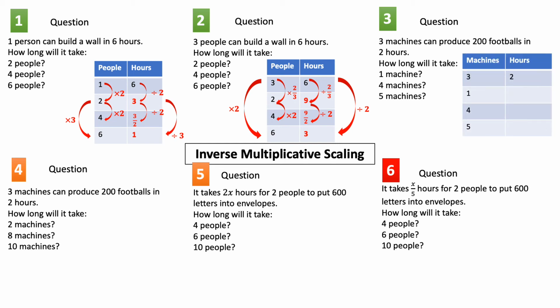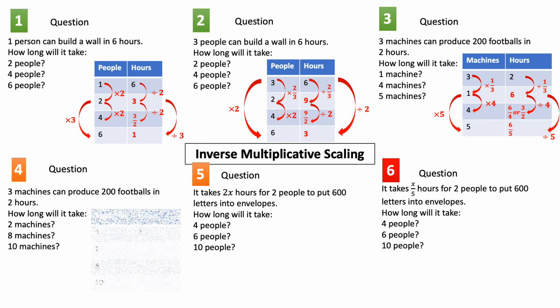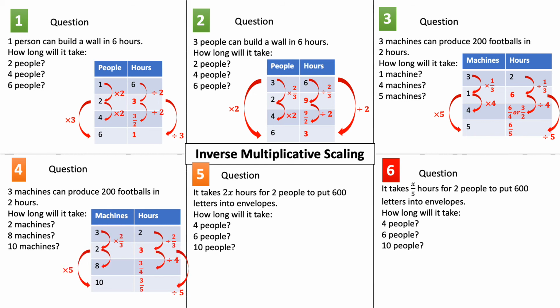Now, some of you might have spotted the similarity in the questions. In question 1, I was told that 1 person can build a wall in 6 hours. In question 2, I was told that 3 people can build a wall in 6 hours. That means that these people are 1/3 as slow in question 2 as they were in question 1. So I could have multiplied my answers in question 1 by 3 to get my answers in question 2. That is quite tricky to spot, so if you did spot that, very well done. No worries if you didn't, you are still practicing a very important technique.